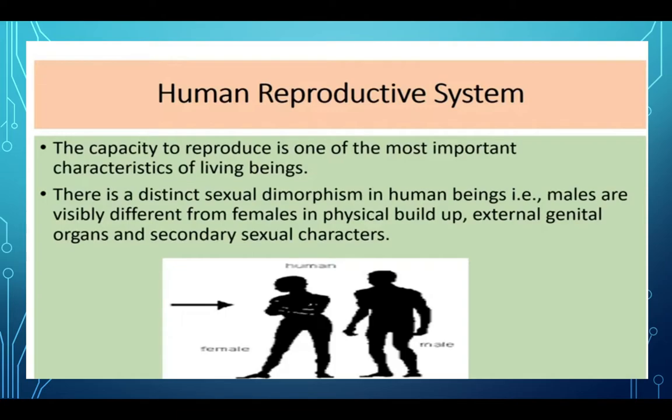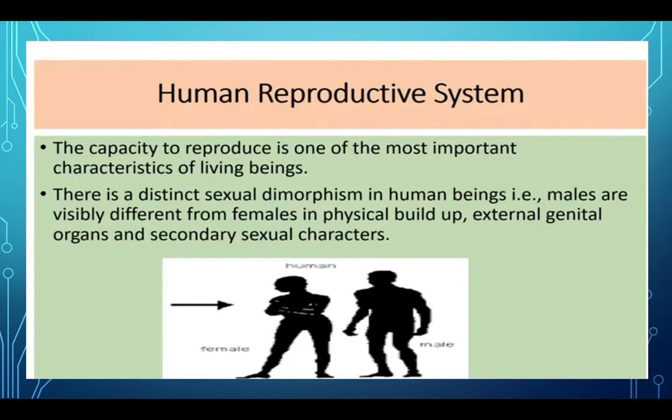There is a distinct sexual dimorphism in human beings. That is, males are visibly different from females in physical buildup, external genital organs, and secondary sexual characteristics. Can you understand? So, the male is different from the female. On what basis? Physically, they are different from each other. External genital organs are also different, along with secondary sexual characteristics.